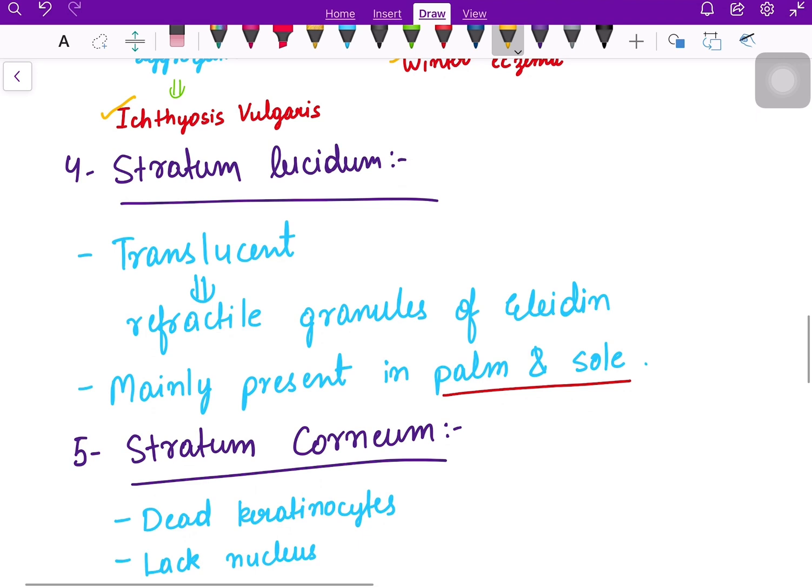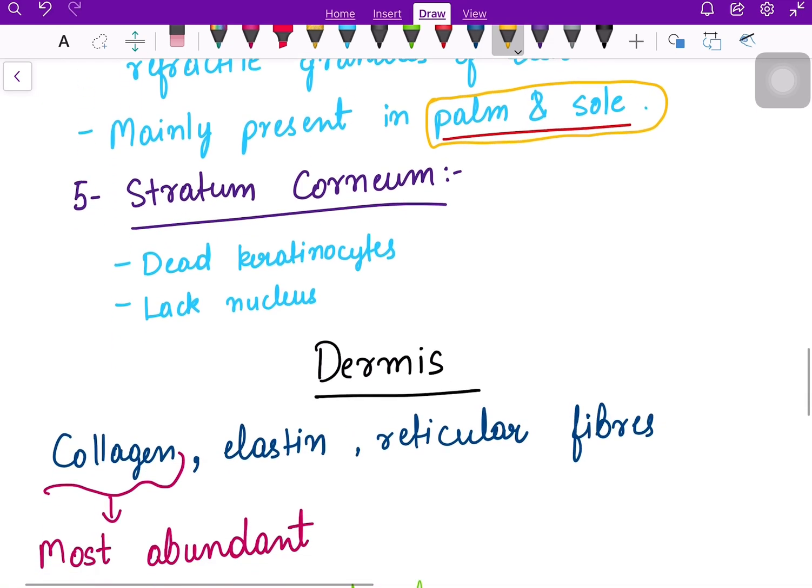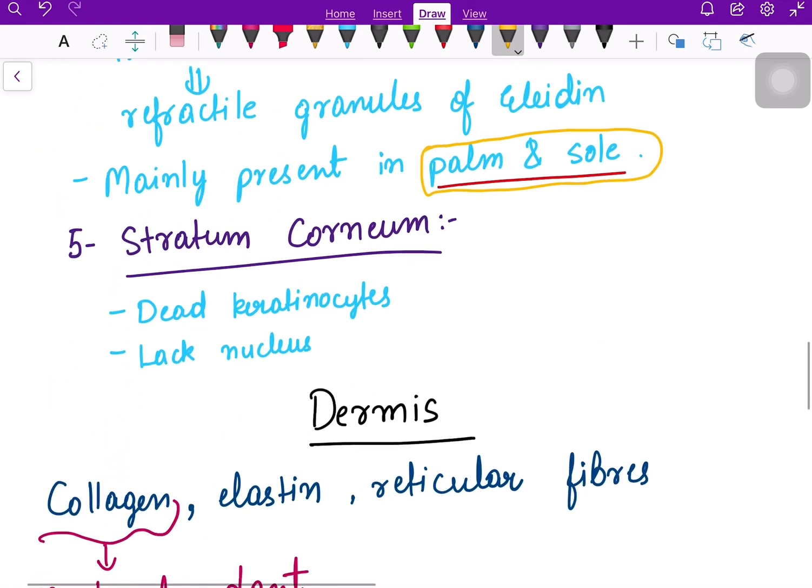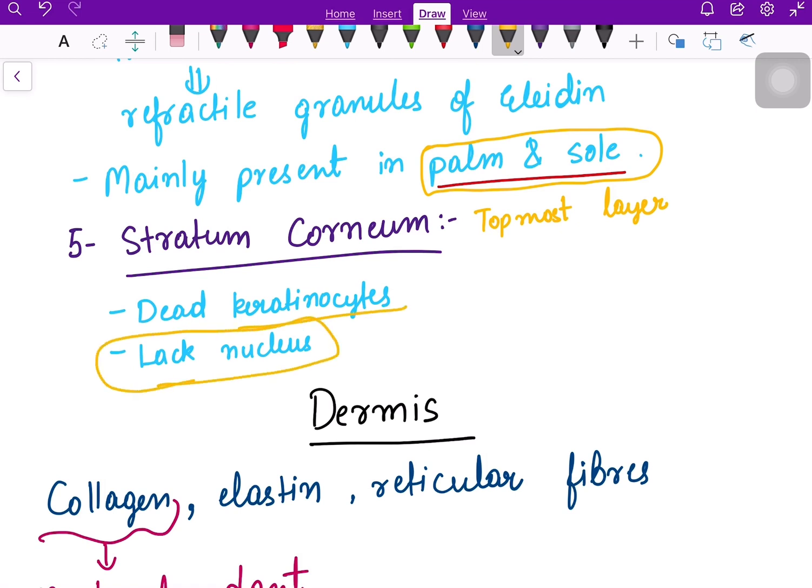Next comes the stratum lucidum. It is a translucent layer with refractile granules of Eleidin and is mainly present in the palm and sole. So we should remember the place of its presence, the palm and sole. The last layer is the stratum corneum, the topmost layer of the epidermis. It consists of dead keratinocytes and lacks a nucleus.